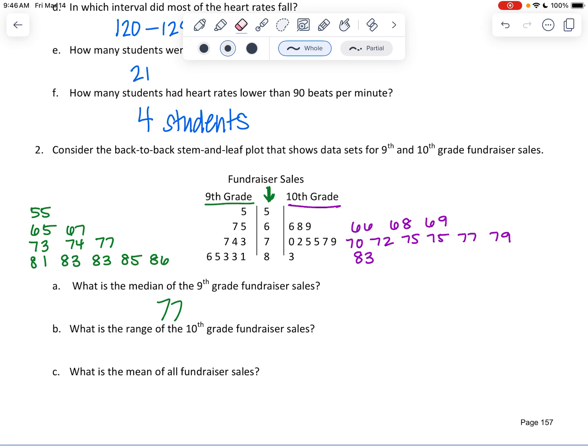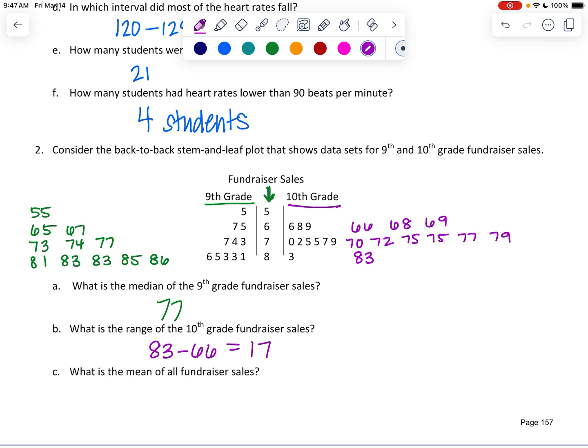Letter B, it says, what is the range of the 10th grade fundraiser sales? So that means I'm looking at 10th grade, and range is going to be your max minus your min. So that's going to be 83 minus 66. 83 minus 66 is going to give me 17 is my range.